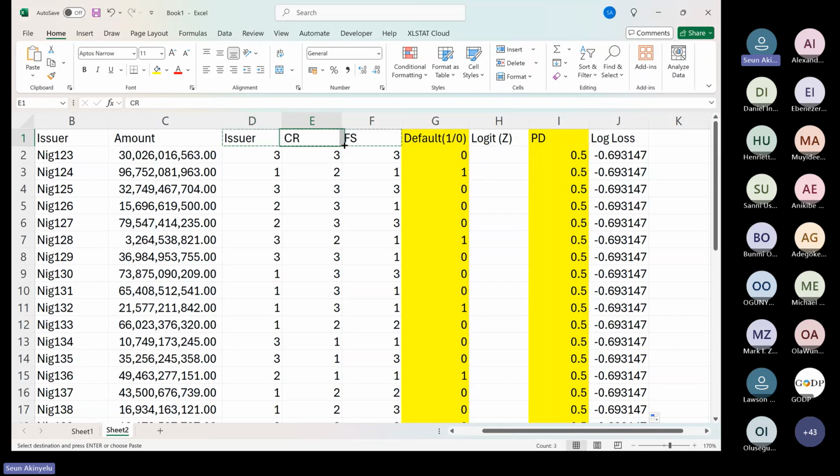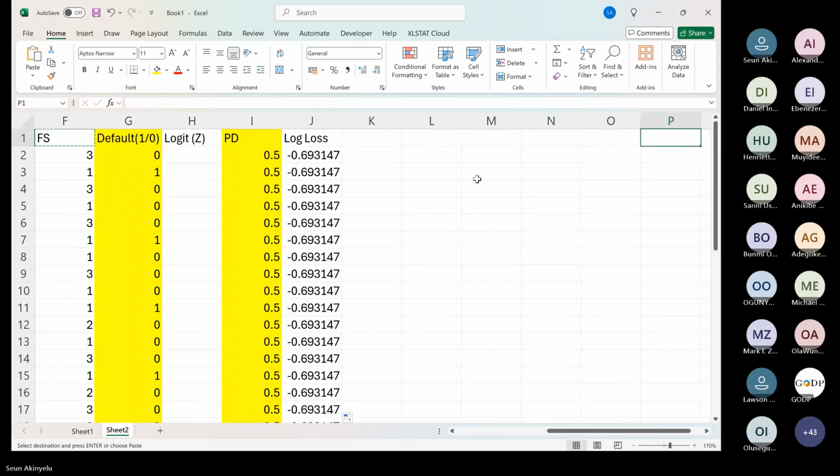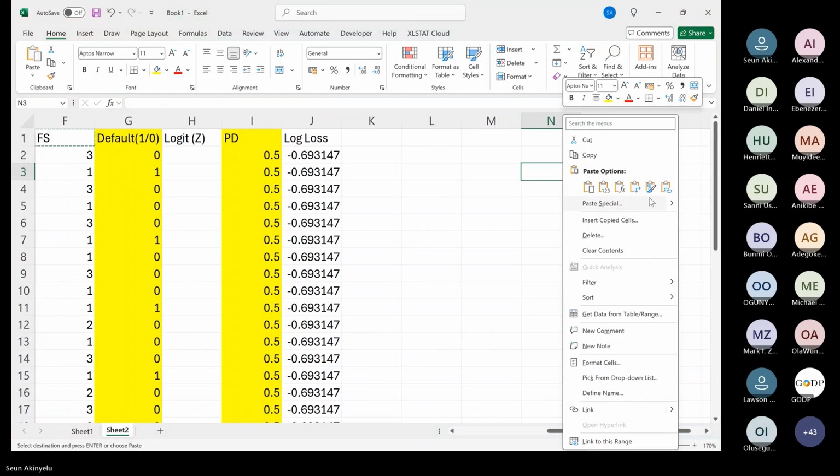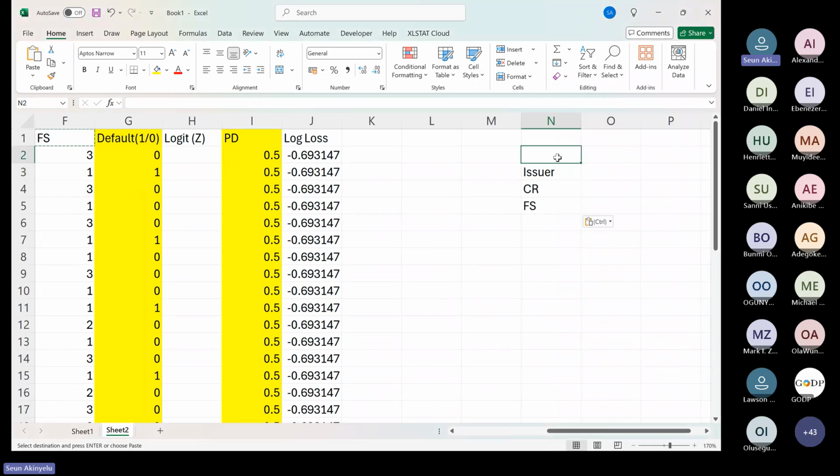So let me copy this one to this side. I want to now calculate here. Let me do transpose. This thing I put here, I want to get the intercept, which I don't know, and the coefficient for issuer, credit rating, and financial strength. Here, let me put average log loss.